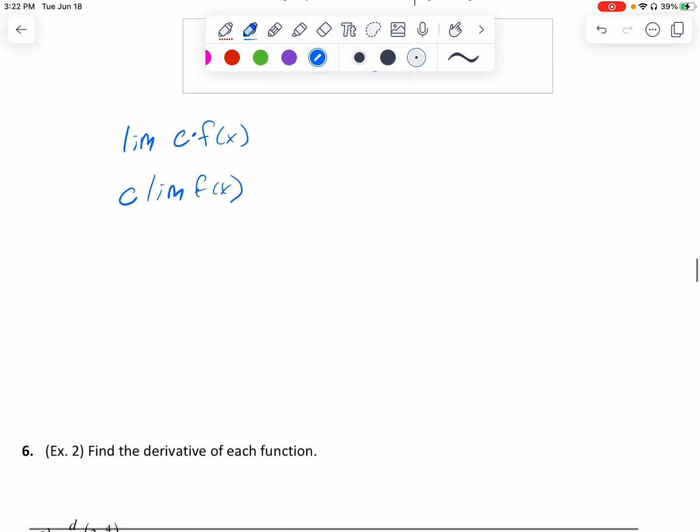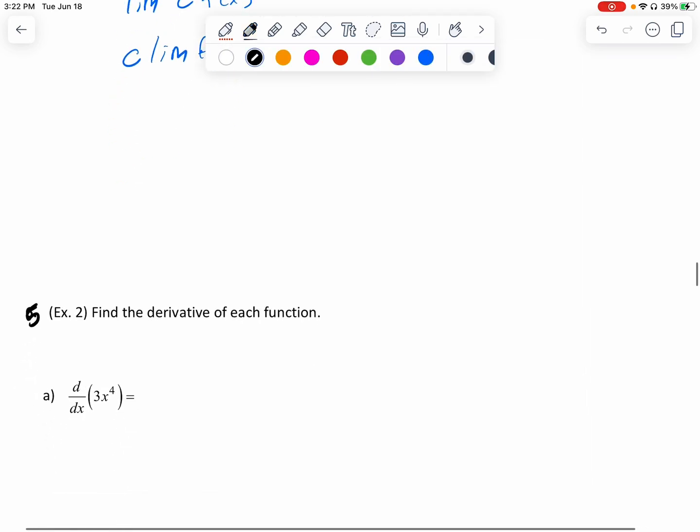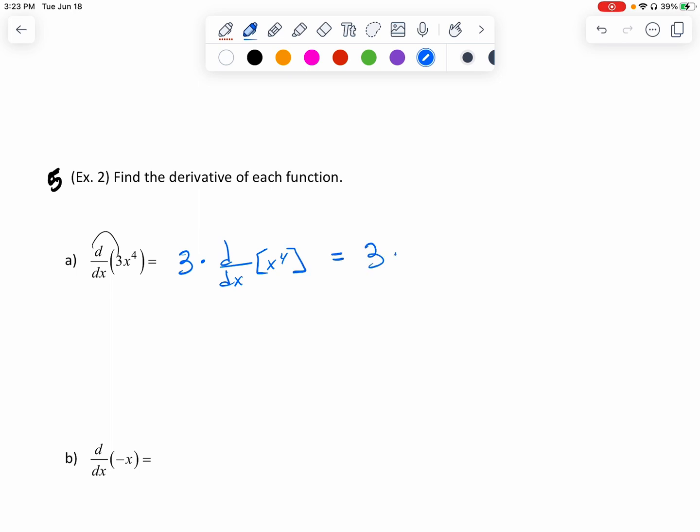So let's look at, this is actually example, I believe, 5. So I can pull this 3 out in front and just take the derivative of x to the 4th. So I have 3 times the derivative of x to the 4th. And from the power rule, we know that the derivative of x to the 4th is 4x cubed. And then to simplify, I can just multiply that 3 and 4 together to get 12x cubed.